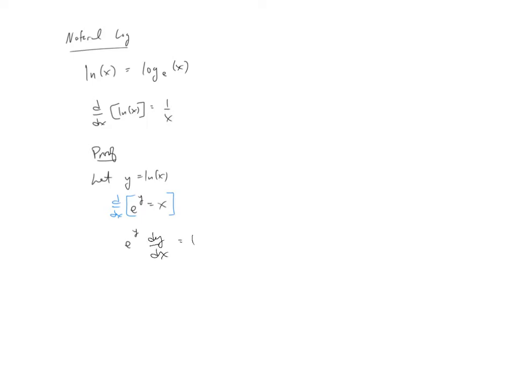And on the right, that's going to equal 1. And then to solve for dy/dx, we would get a 1 over e to the y. And our y, we know, is the natural log of x. So dy/dx equals 1 over e raised to the natural log of x, which, of course, from the earlier video, we know is just going to be the x in our denominator. All right, so a nice simple proof as to why that is what it is.